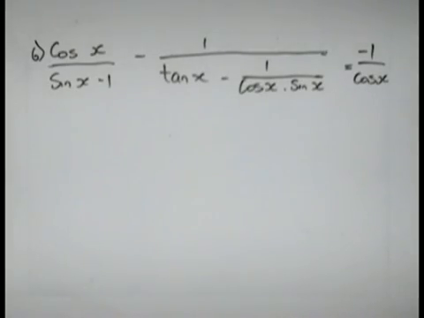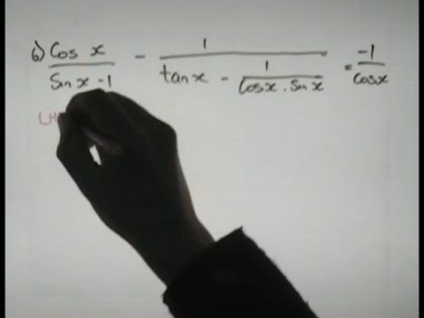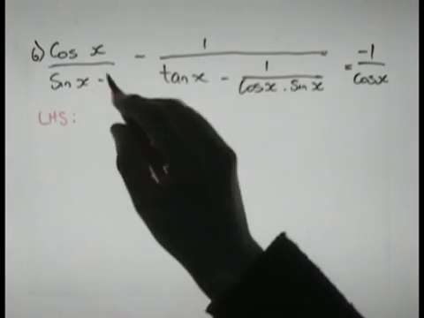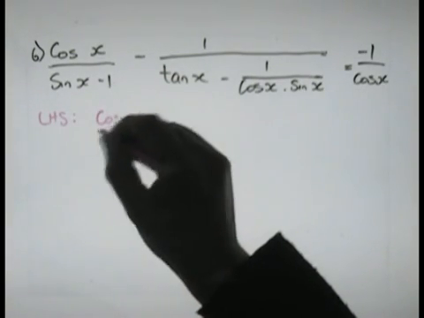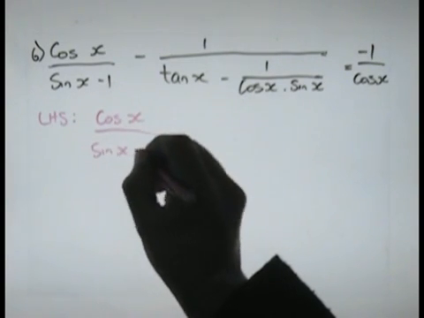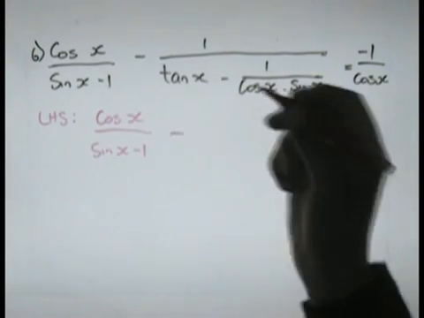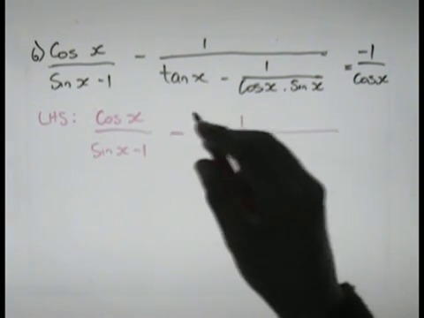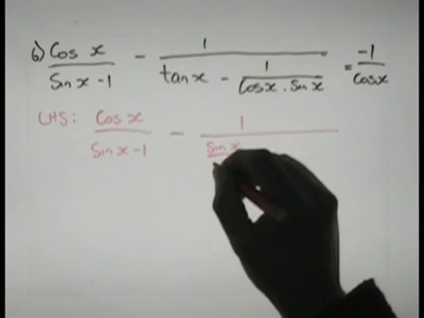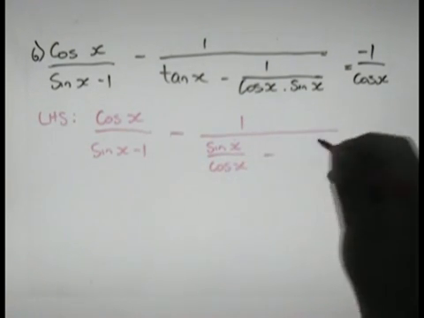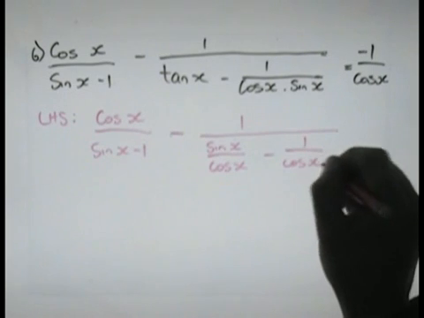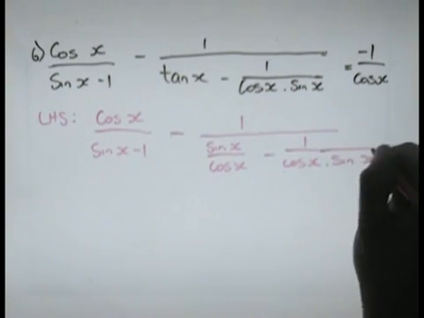Number 6 said cos x over sine x minus 1 minus 1 over tan x minus 1 over cos x times sine x is equal to negative 1 over cos x. This one here we can clearly see we're going to start on the left hand side. I'm going to leave the cos x as cos x for now. Sine x minus 1, let's just leave it as is, minus 1, leave it as is, over tan x will become sine x over cos x minus 1 over cos x times sine of x.